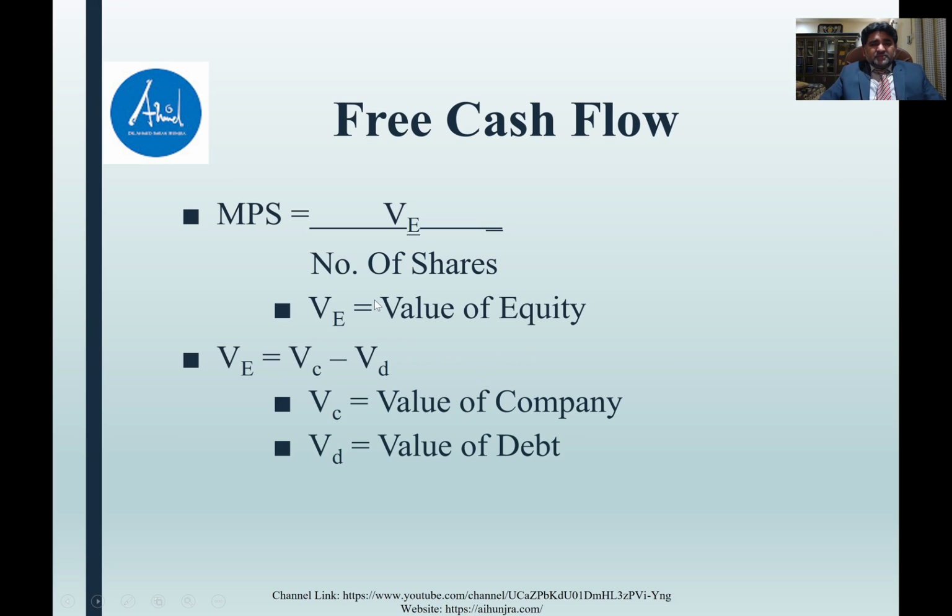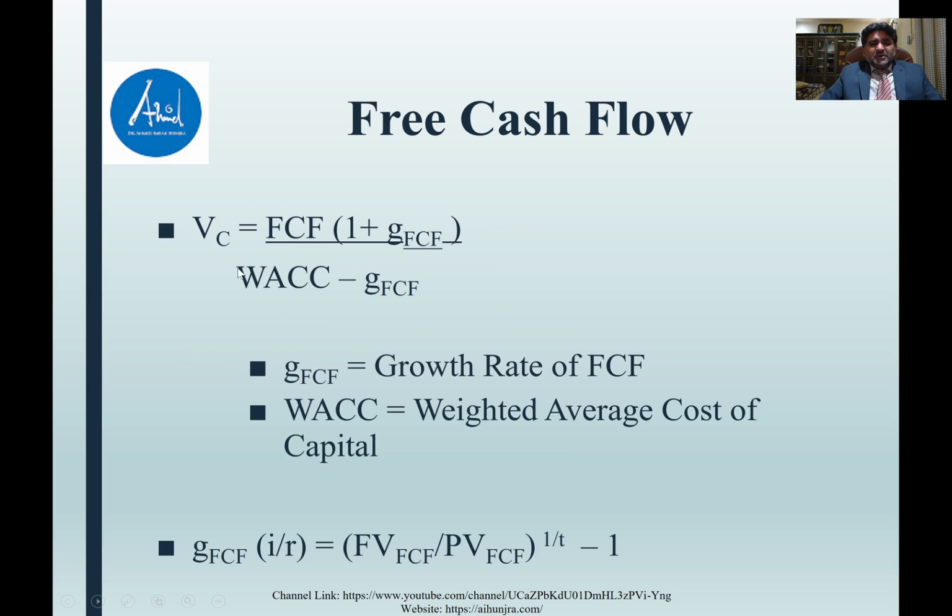To fulfill the requirement of this formula, we must have the value of equity divided by the number of shares outstanding. The value of equity is equal to the value of company minus the value of debt, and here we need the values of the company and of debt. Then we will be able to find the value of company. The value of company is equal to free cash flows multiplied by the growth rate of free cash flow, divided by the weighted average cost of capital minus the growth rate of free cash flows.